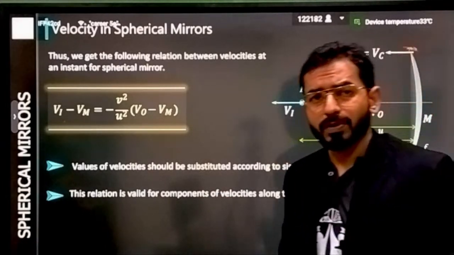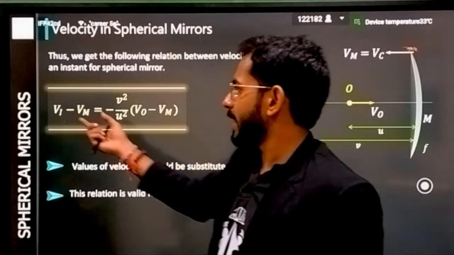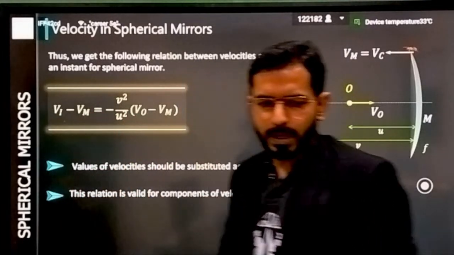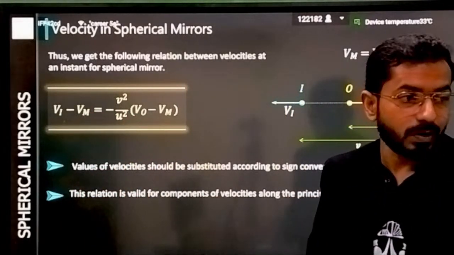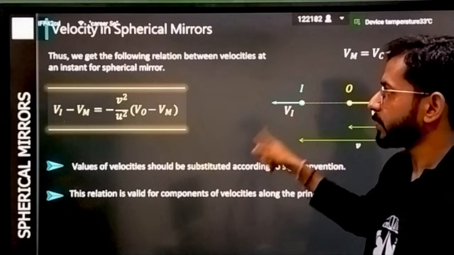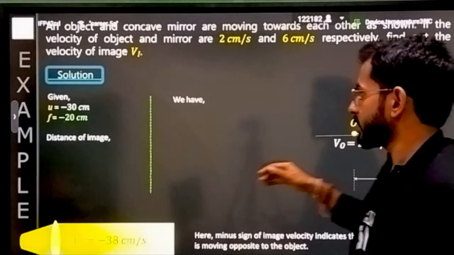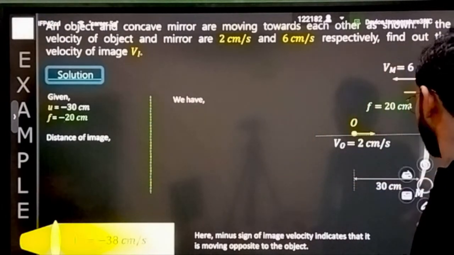If the question is asking about velocity with respect to mirror, just write the same formula with respect to mirror. Again, you will be able to solve the question, because this kind of question we have solved in plane mirror. If you remember, in plane mirror we have solved this kind of question. So here is a question. Let's quickly solve this question.